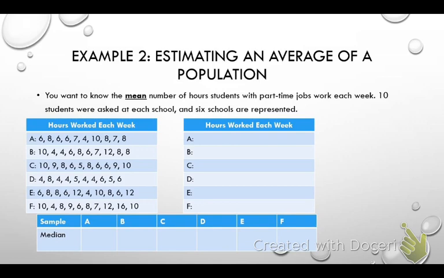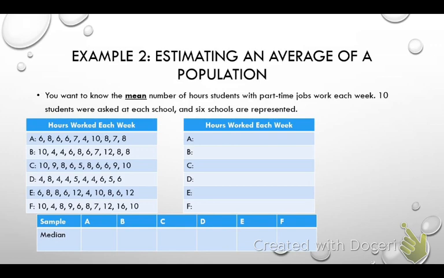Does anybody remember what I need to do with the numbers? Put them in order, least to greatest. So that's what we're going to do. So that second chart, you do need to go ahead and write. Okay, so we're going to put them in order. You don't have to do the original one that's out of order, but you need to put them in order so we can find the middle number. All right, so here we go.